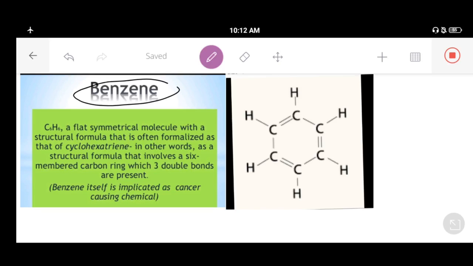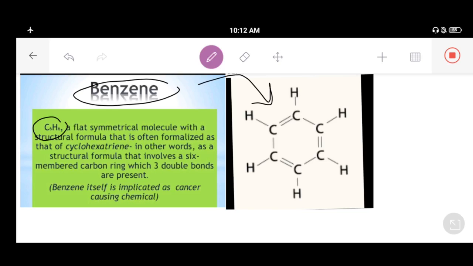It's a beautiful picture of benzene. The formula of benzene is C6H6. So students, jot it down with me. Benzene is a beautiful example of an unsaturated hydrocarbon, where you will see alternate carbon-carbon double bonds. So the formula of this benzene is C6H6.